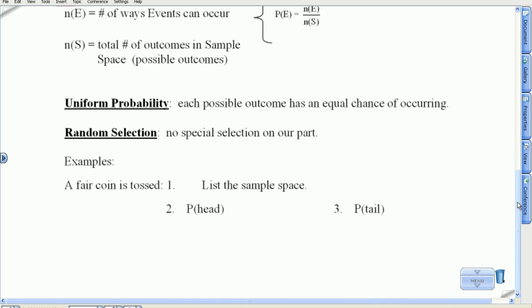Alright, a fair coin is tossed. List the sample space. The sample space would be heads and tails. Those are the two possible outcomes. The probability of getting a head would be 1 out of 2. The probability of getting a tail, there's one tail out of 2 total outcomes. And that's where that comes from. There's one tail, there are 2 total outcomes.